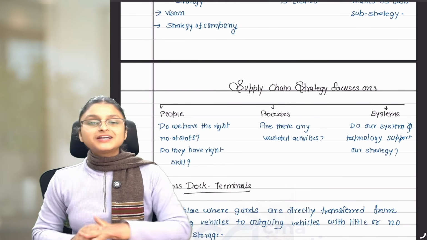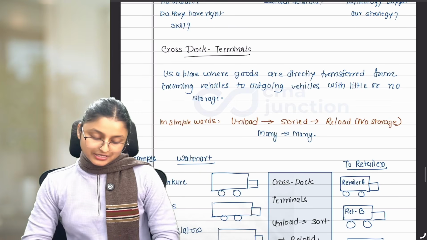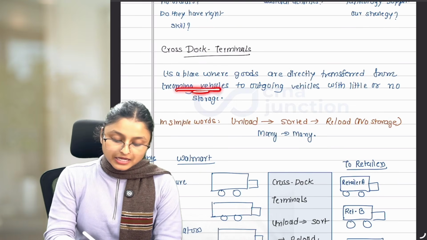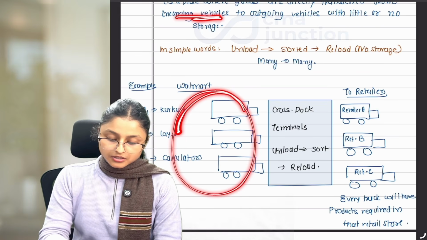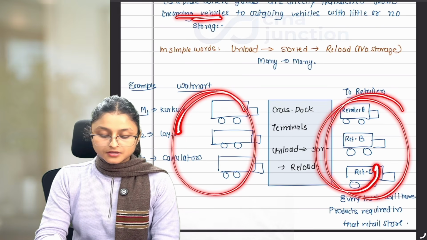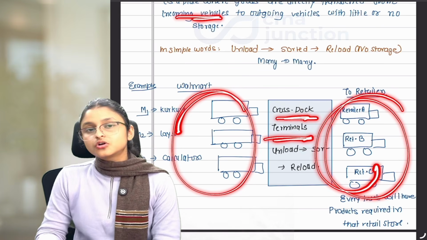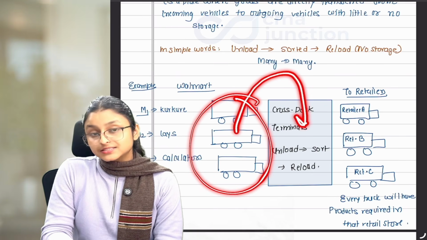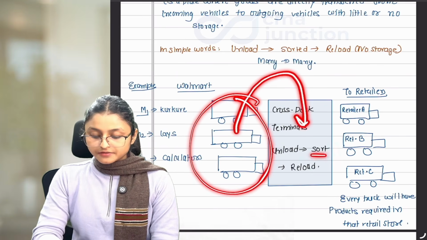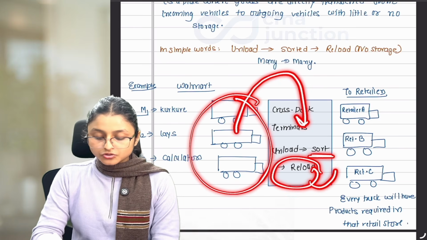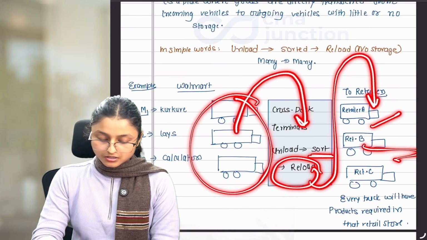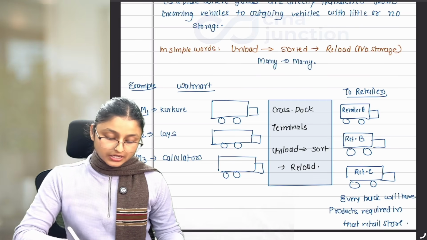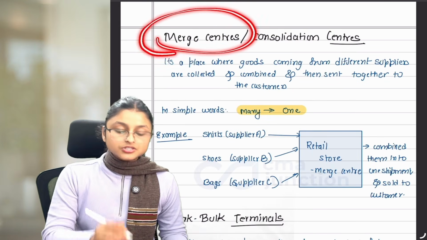Next we understood what is a cross-dock terminal. It's a place where goods are directly transferred from incoming vehicles to outgoing vehicles. So what happens here in cross-dock terminals? We unload the goods which have come from suppliers, then we sort them out and we reload those goods in our retailer's truck. We understood this with the help of the Walmart example in our previous class itself, right? Next, what is merge center?